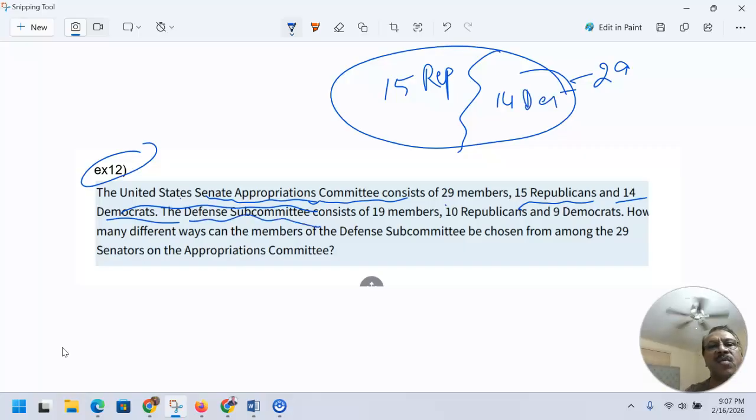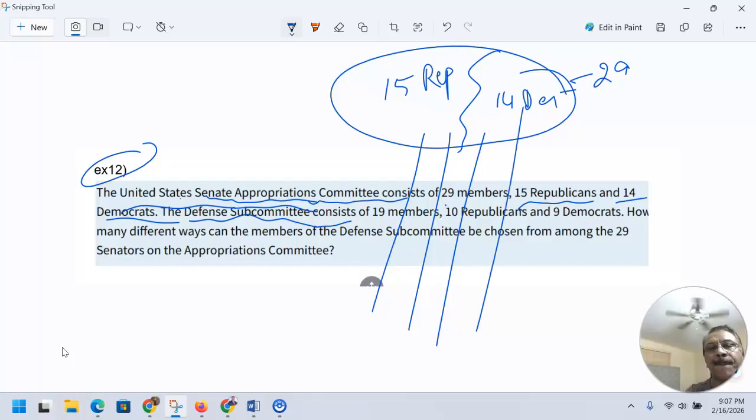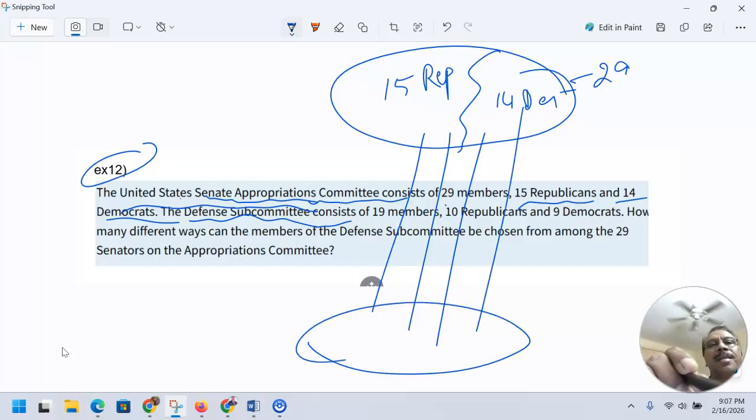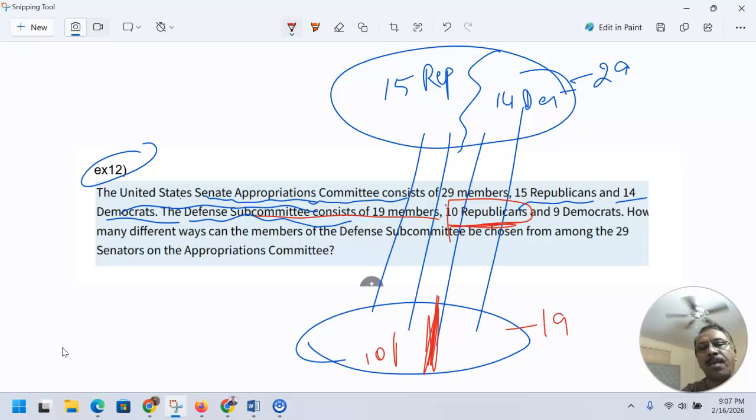Now, the question is, when you select the committee from here, there is a condition saying that you are going to pick 19, but of this 19, 10 have to be Republican. That means 10 have to be Republican and 9 have to be Democratic. So let's figure out how many different combinations are possible. How many different ways can you select 10 Republicans from 15?